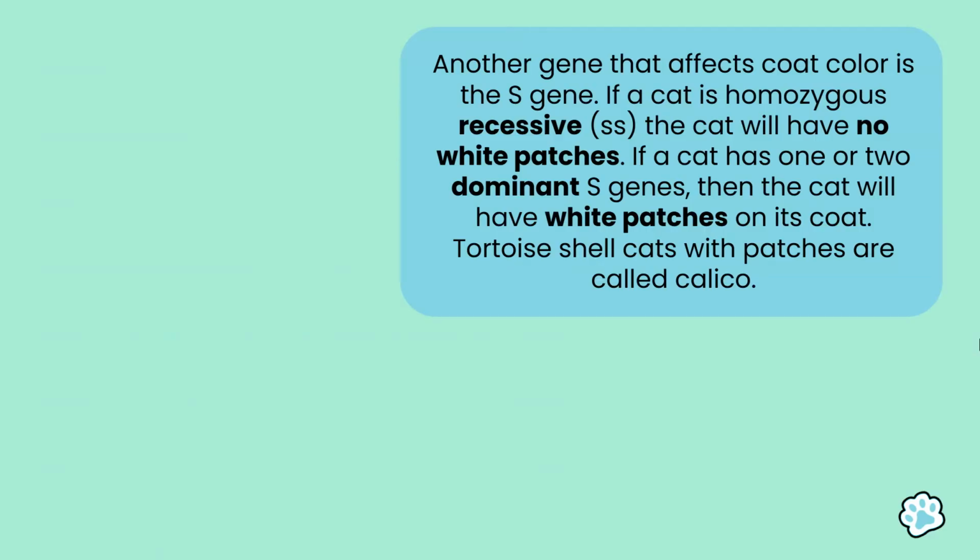Another gene that affects coat color is the S gene. If a cat is homozygous recessive, little s, the cat will have no white patches. If a cat has one or two dominant S genes, then the cat will have white patches on its coat. Tortoiseshell cats with patches are called calico.